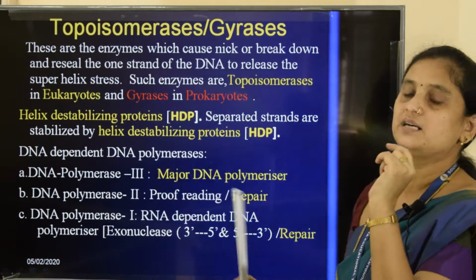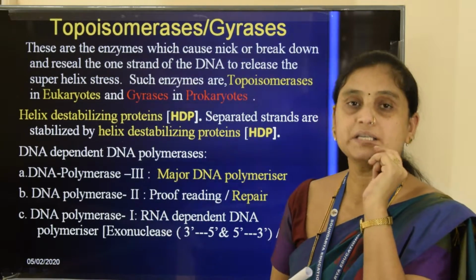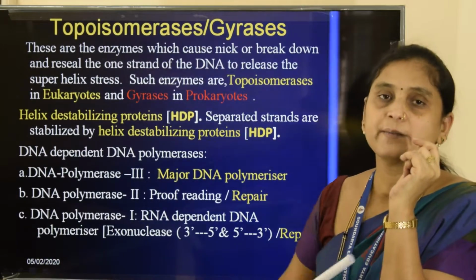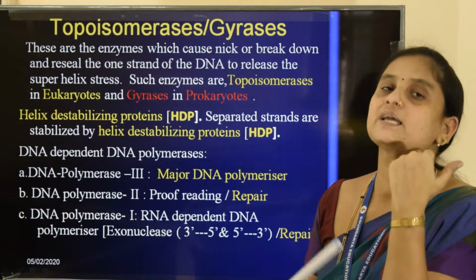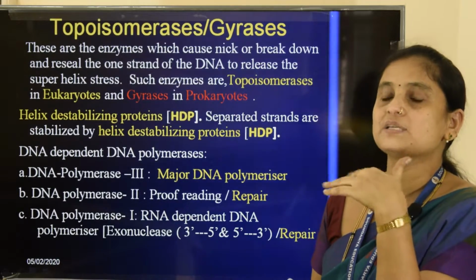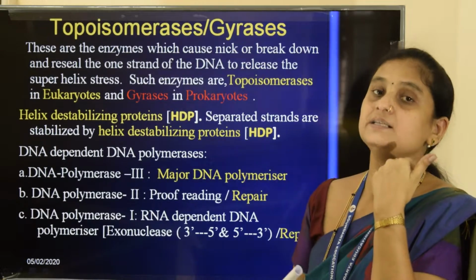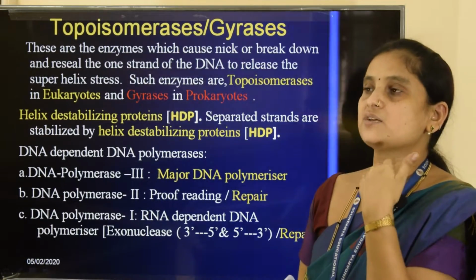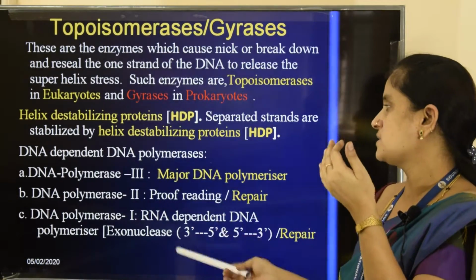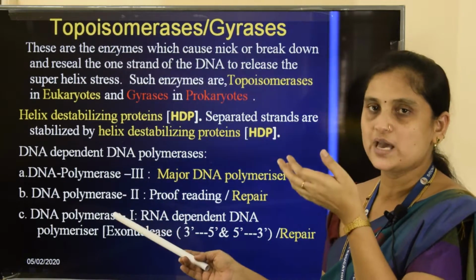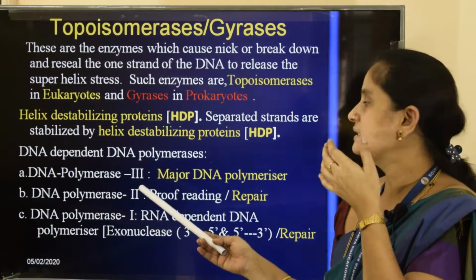These are the DNA dependent DNA polymerases which are found in prokaryotes. The same enzymes vary in the case of eukaryotes. In eukaryotes, the same enzymes DNA polymerase 3, 2 and 1 are referred to as alpha, beta and delta enzymes.